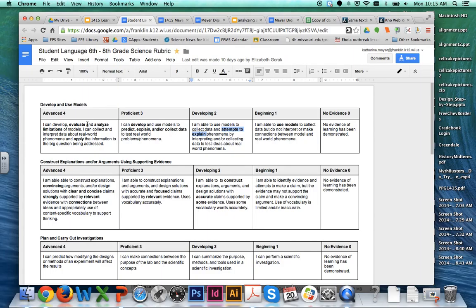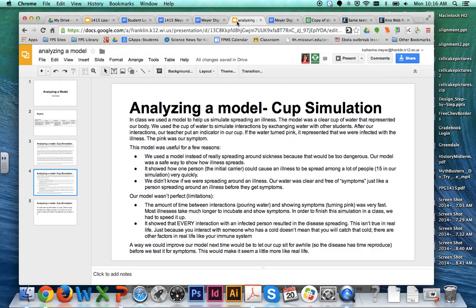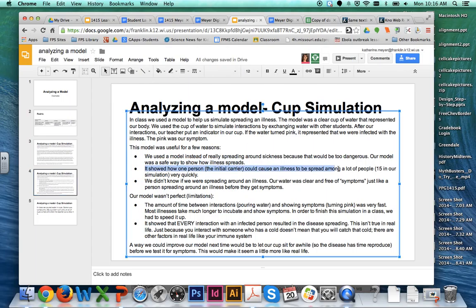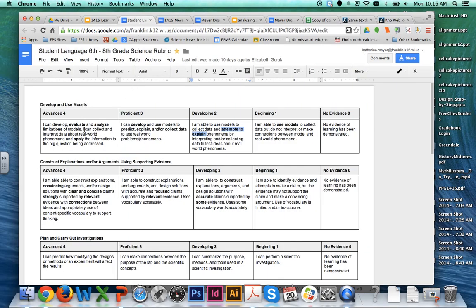After your conversation, I hope things came up like they really explained things and they evaluated and analyzed. They explained what it meant. They gave some data. They said an initial carrier spread it to 15 people in our class. They said they didn't know they were spreading around an illness. It was free of symptoms. They were explaining. They also talked about the limitations, which is advanced right here. Okay, they said this was a good model, but it wasn't perfect. So they were talking about what was wrong with it.